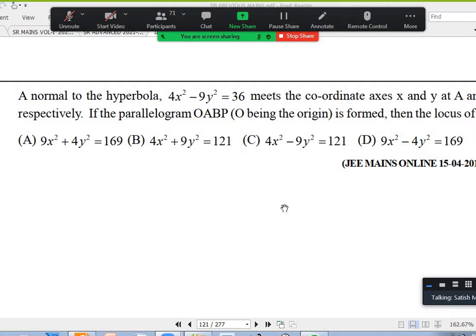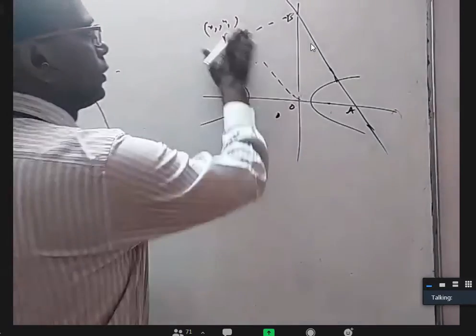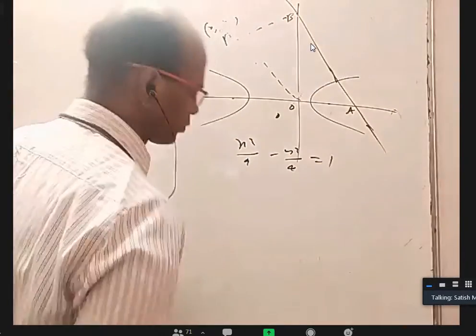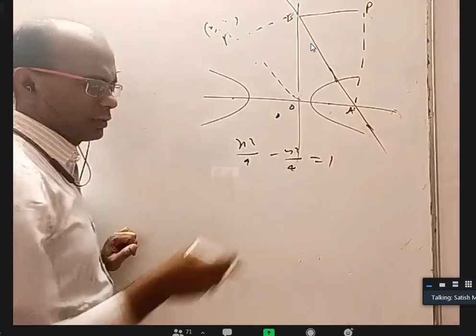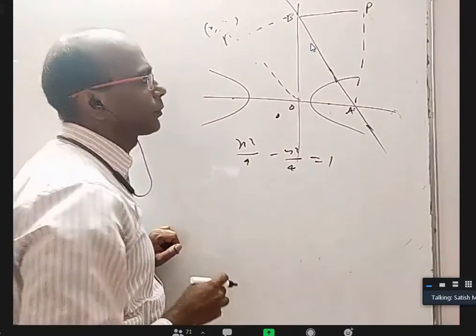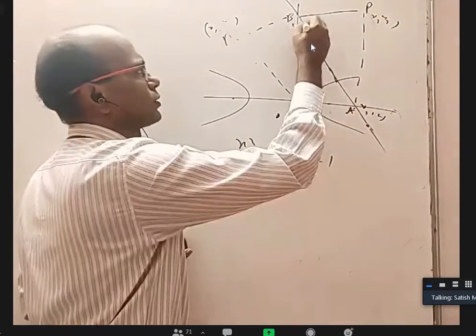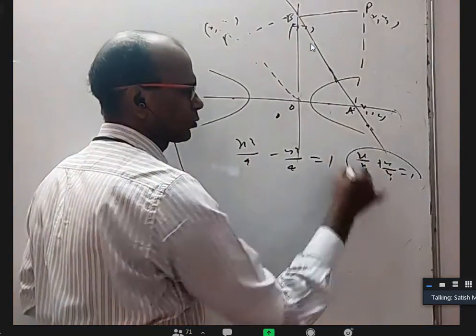Okay, first I'll assume it is OA, PB and do it. The hyperbola is x square by 9 minus y square by 4 equal to 1. Let us say the question would have been OA, PB. It is not just a parallelogram, it is a rectangle. This is x1, y1, this is x1 comma 0, this is 0 comma y1, and this line is x by x1 plus y by y1 equal to 1.